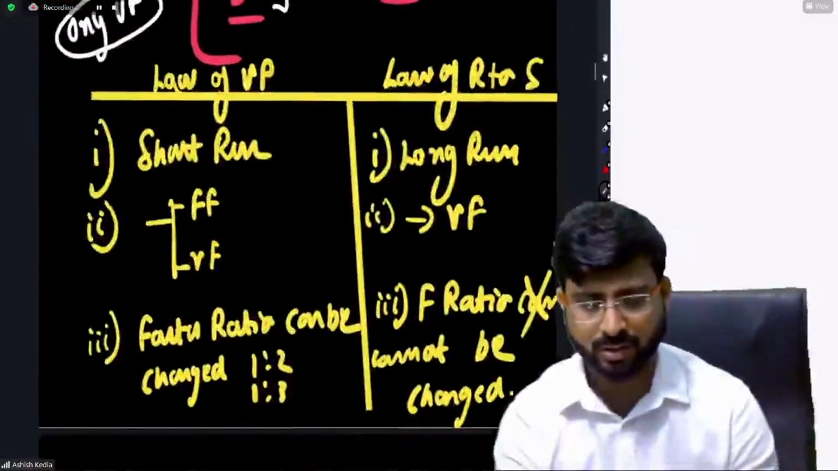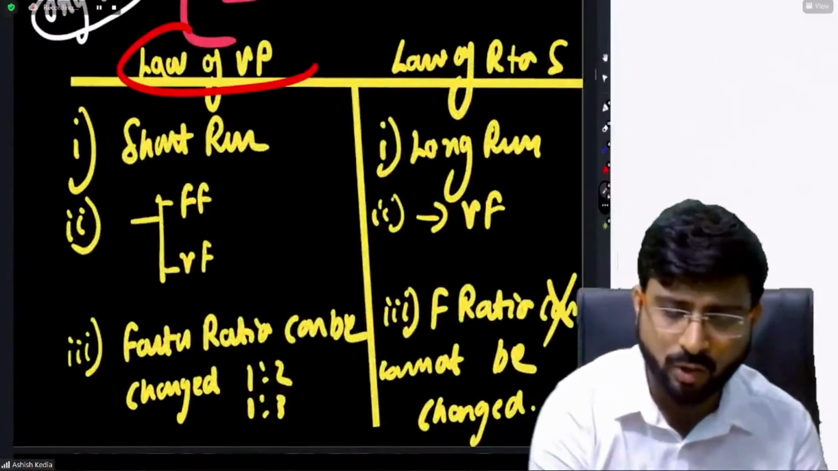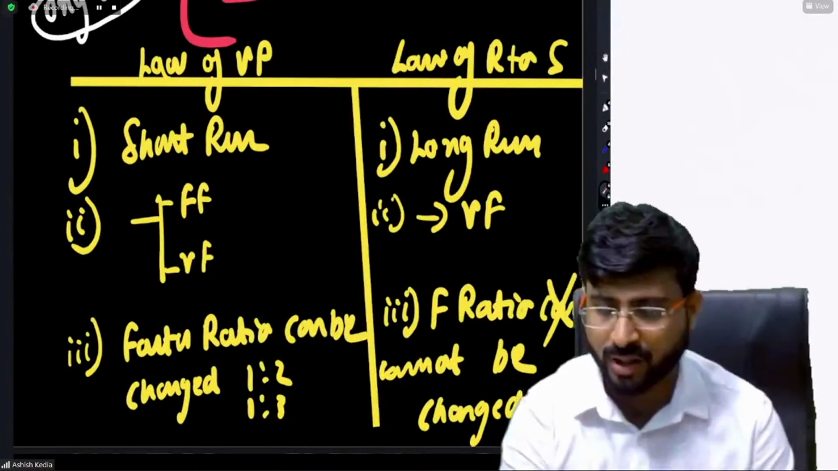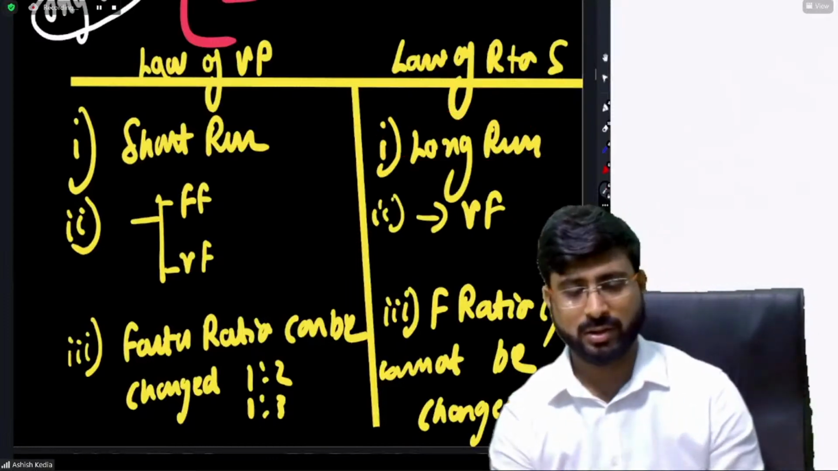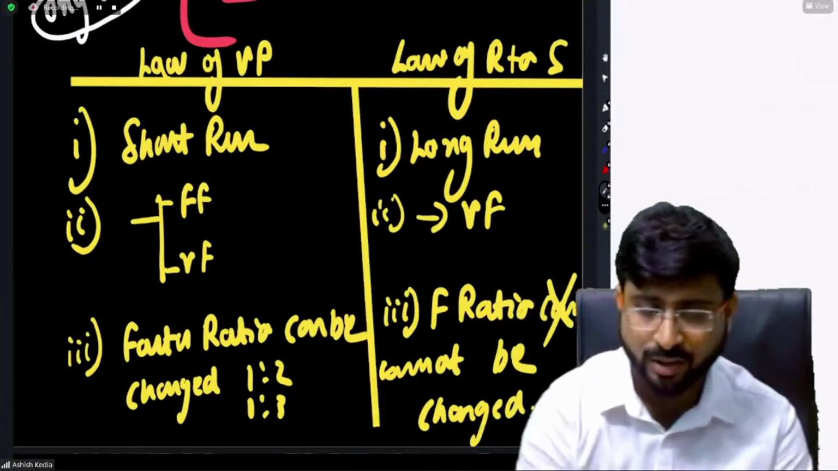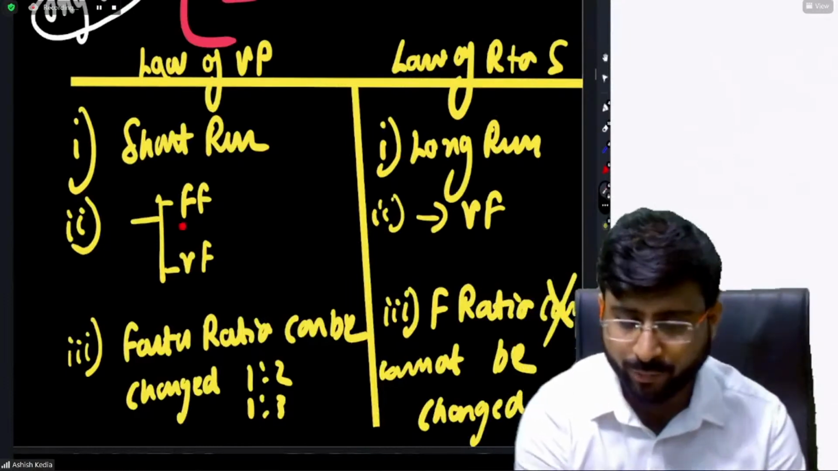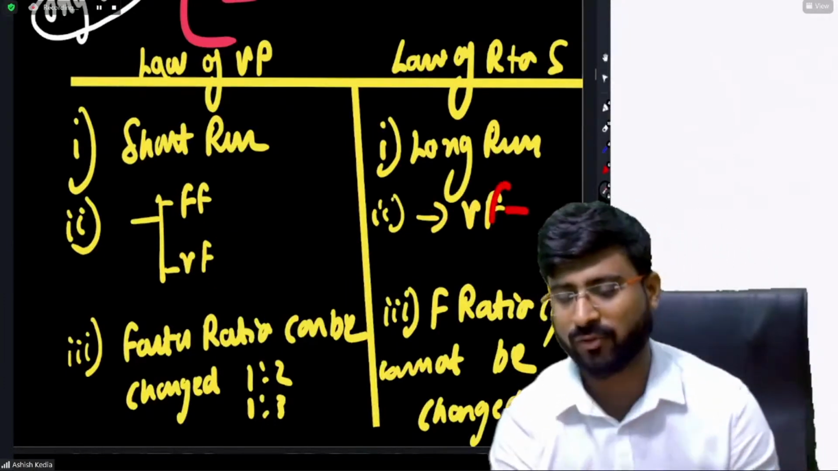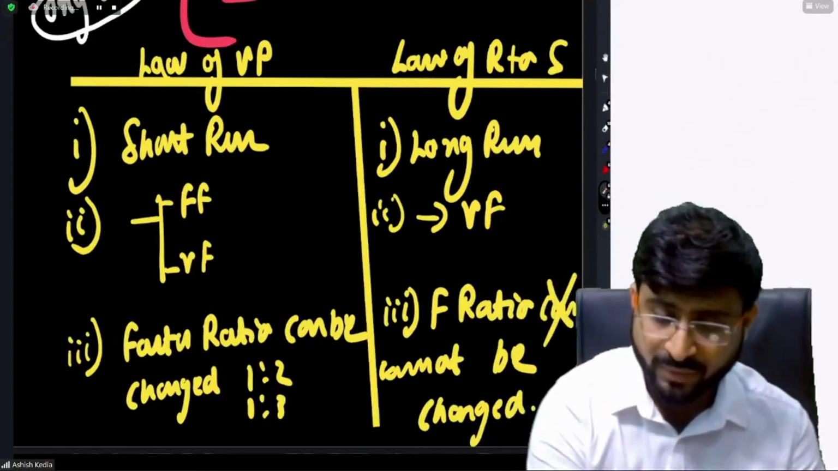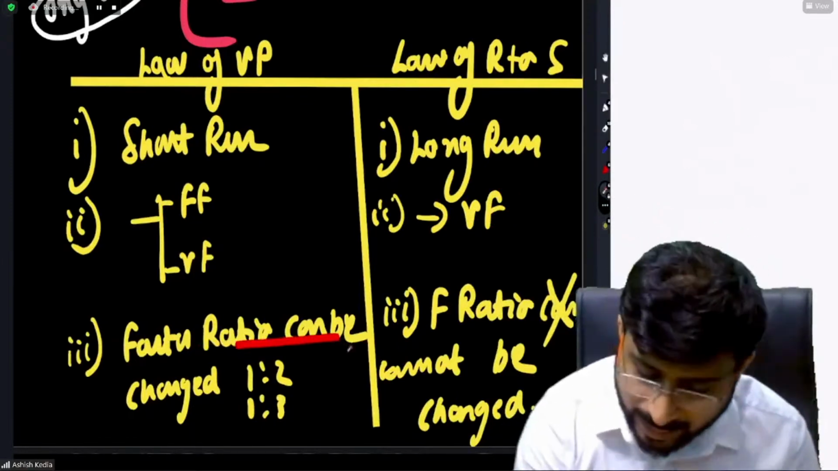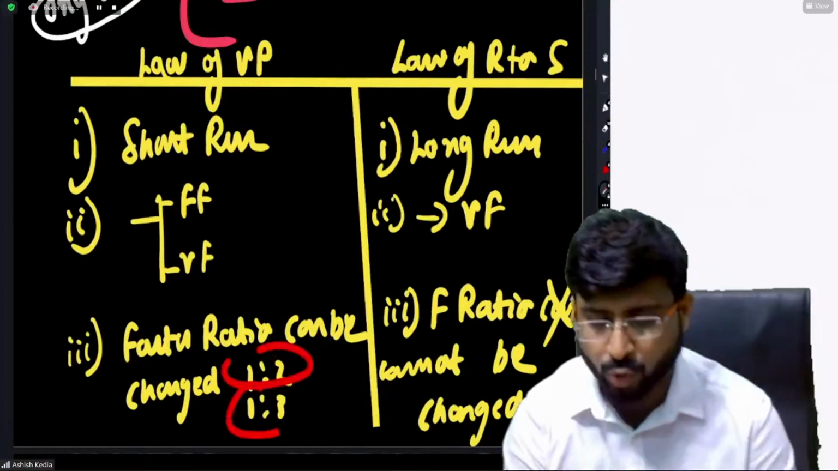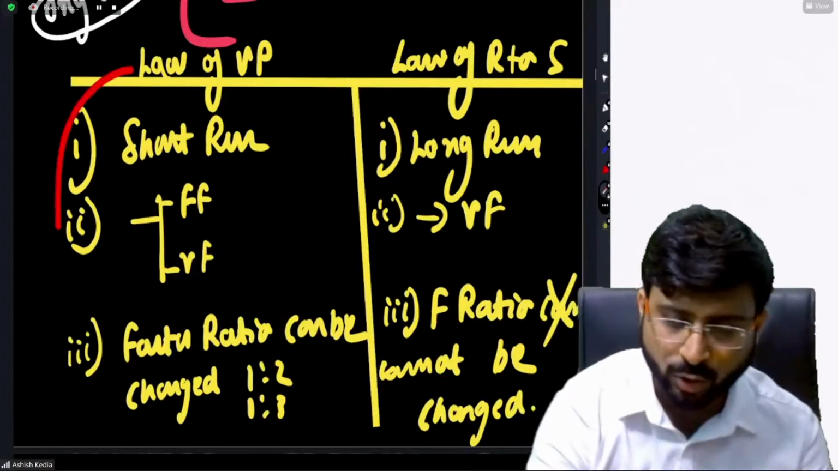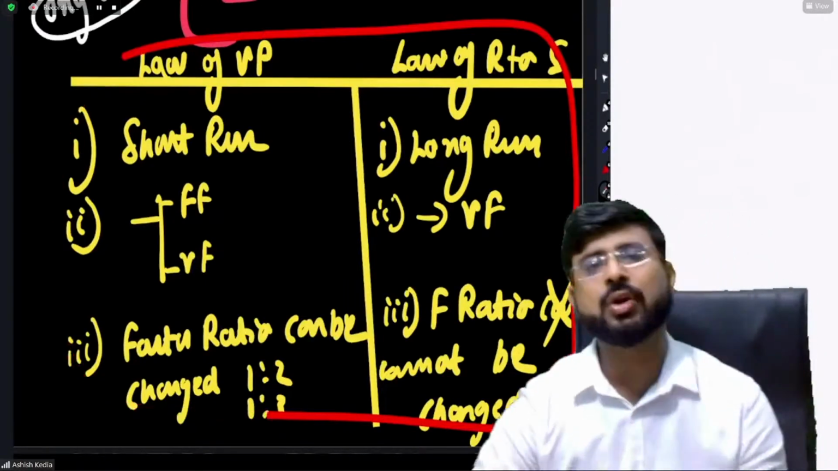So everyone, what is happening here is that law of variable proportion is operating in the short run and law of returns to scale is operating in the long run. These are the primary differences. In law of variable proportion, you have both fixed factor and variable factor. But in the long run, you only have variable factor. Next, in law of variable proportion, factor ratio can be changed, like 1 is to 2, 1 is to 3. But here factor ratio cannot be changed. Everyone note down this difference. Once noted down, let me know.